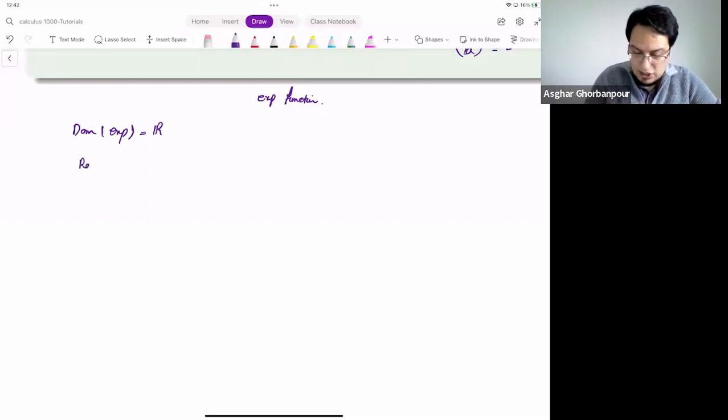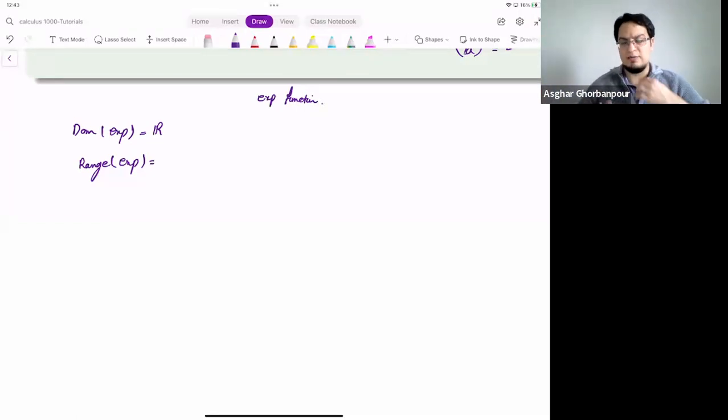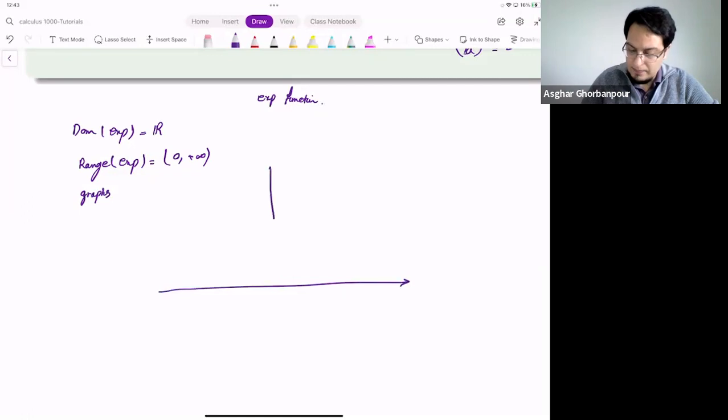As for the range, if you have a positive number and you try to find different exponents of that number, the result is always going to be positive. And I can get any number I like there, and actually the range is going to be all positive numbers. As for graphs, this depends on the base b.